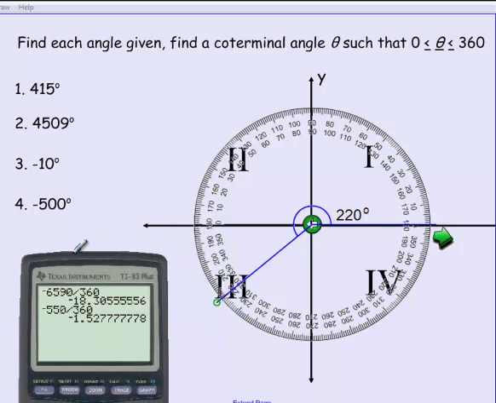All right. Last section. For each given angle, find a coterminal angle. What is that? Boys and girls, this is your Greek letter theta.